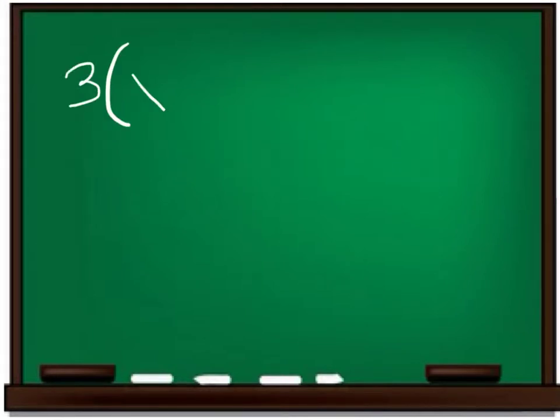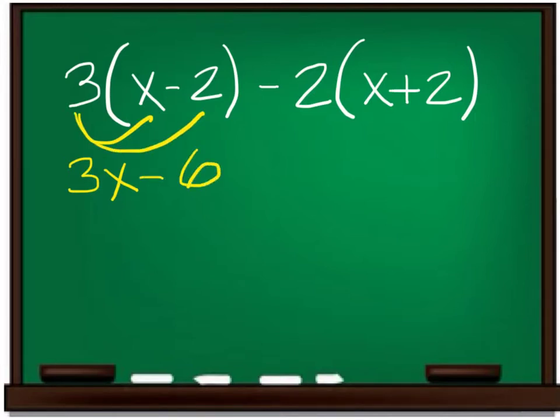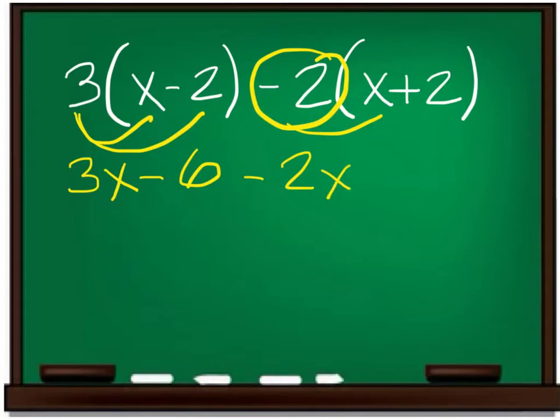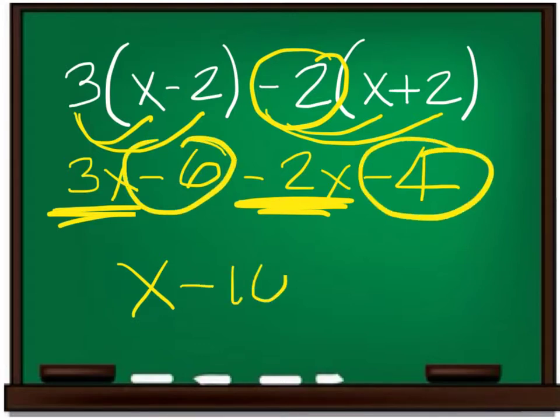Here's the first example. We have 3 times the quantity x minus 2 minus 2 times the quantity x plus 2. You have to multiply through by the 3 first. 3 times x is 3x, and 3 times minus 2 is minus 6. Here multiply by the minus 2 to get minus 2x, and then minus 4. Go back and simplify like terms. 3x minus 2x is x. Minus 6 minus 4 is minus 10.